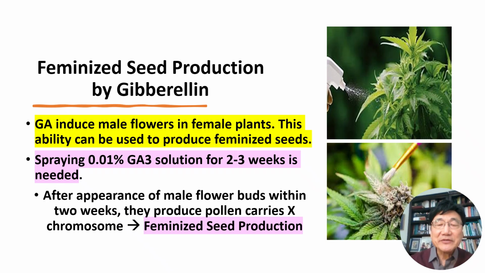As we saw in the previous slide, gibberellin can induce male flowers in female plants. This ability can be used to produce feminized seeds. Spraying a 0.01% GA3 solution for 2 to 3 weeks is needed. After appearance of male flower buds, the male flowers produce pollen that carries the X chromosome. Feminized seeds will be created if this pollen is pollinated on the stigmas of female flowers.